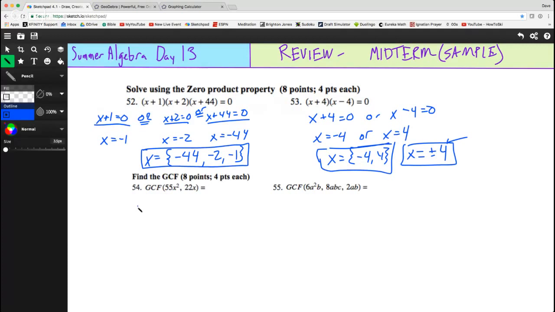GCF, right? We go 55x squared. Let's do our factoring. This is 5 times 11. This is 2 times 11 times x times x times x. So our common terms are 11x and 11x. So this is our GCF.